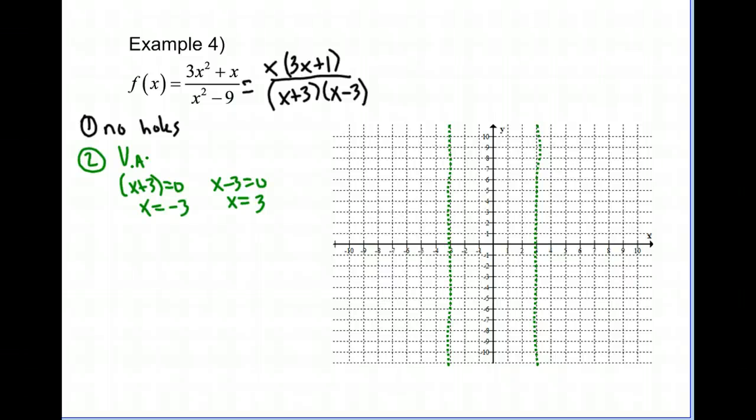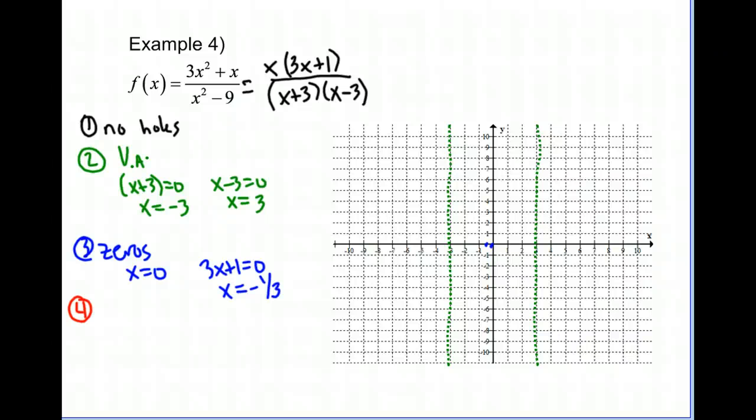Next, looking at our zeros. It's where our numerator equals 0, so we're looking at x equals 0 and 3x plus 1 equals 0. So we've got them really close together. We've got x equals negative 1/3 and x equals 0. So between negative 1/3, which is, say, right here, and 0, our graph kind of comes up and then down again. So it intersects at those two locations.